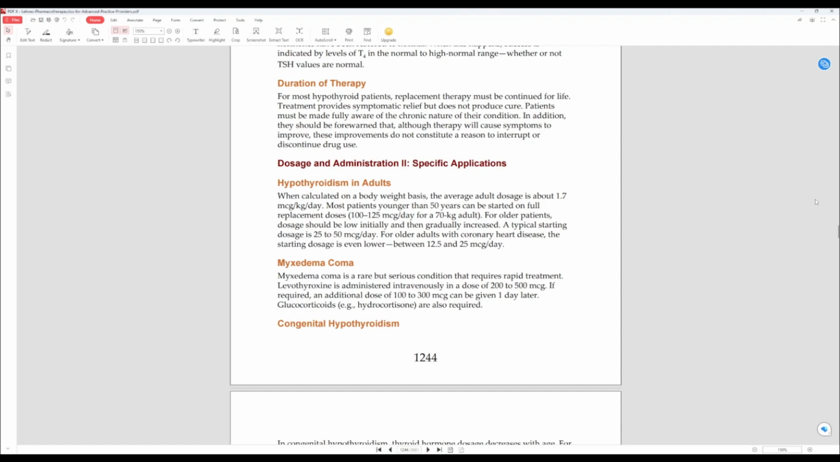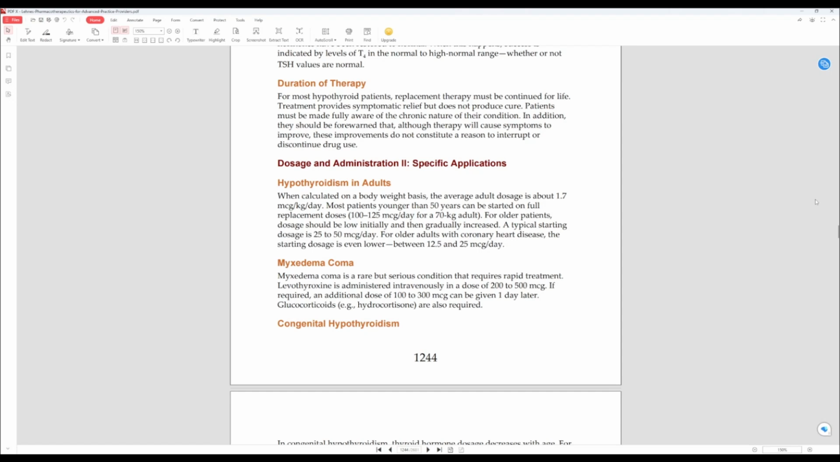Dosage and administration Part 2, specific applications. Hypothyroidism in adults. When calculated on a body weight basis, the average adult dosage is about 1.7 micrograms per kilogram per day. Most patients younger than 50 years can be started on full replacement doses, so about 100 to 125 micrograms per day for a 70 kilogram adult.